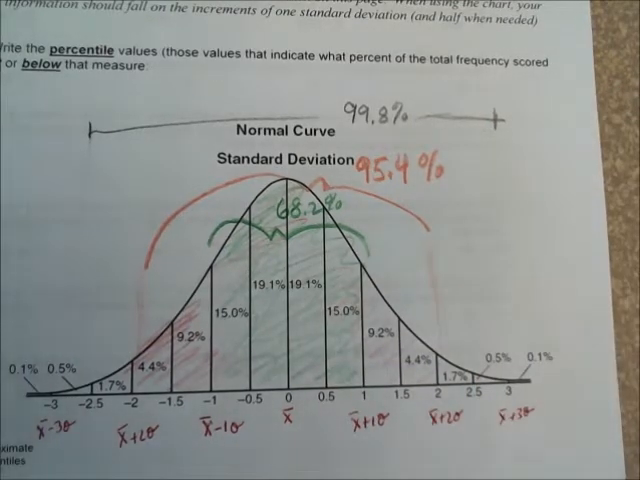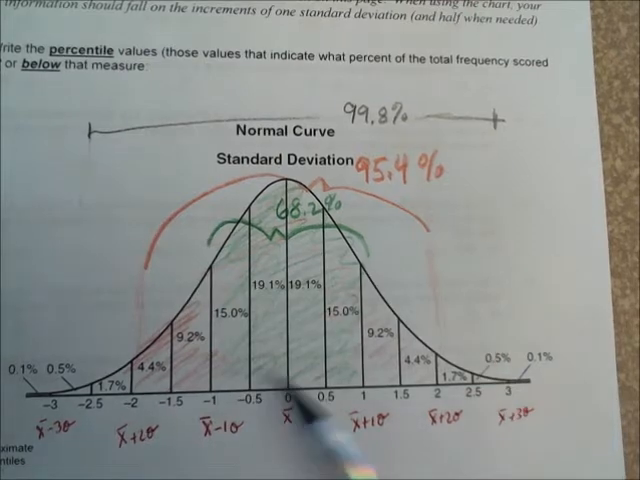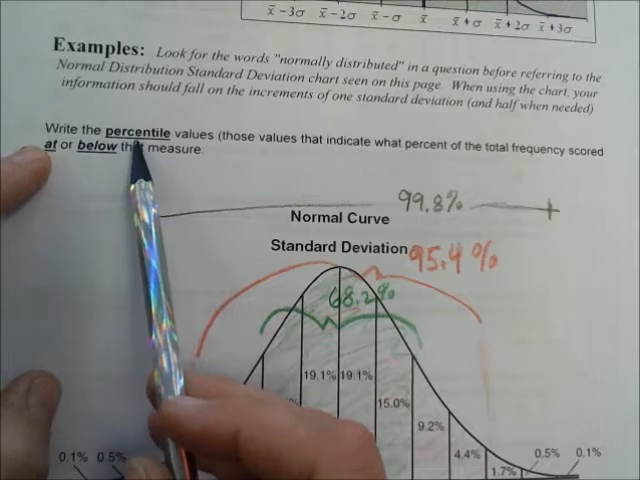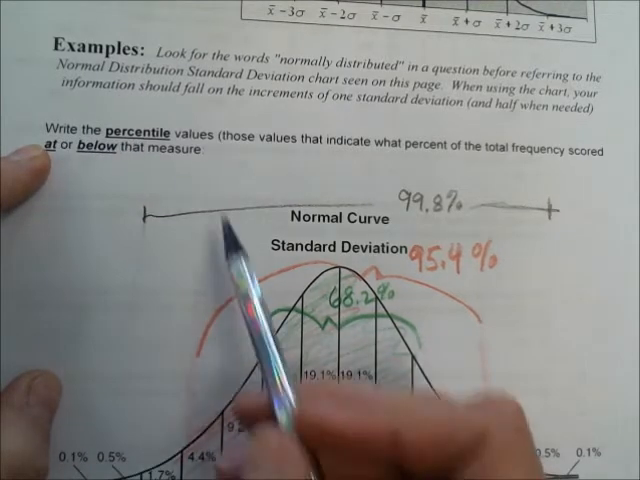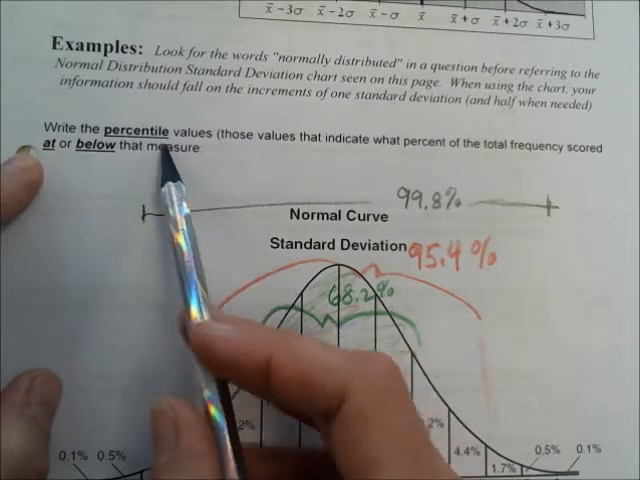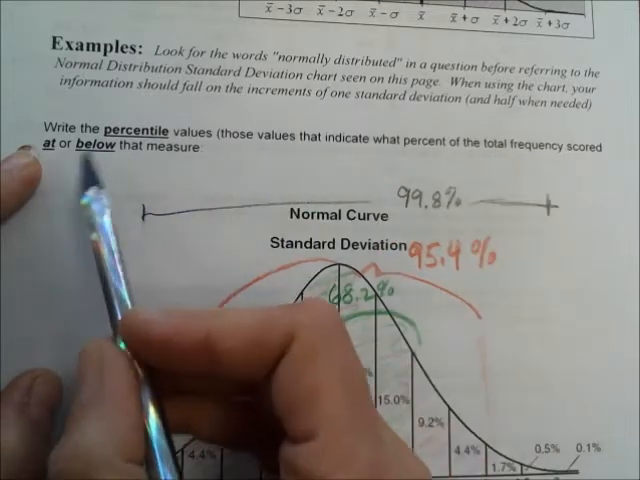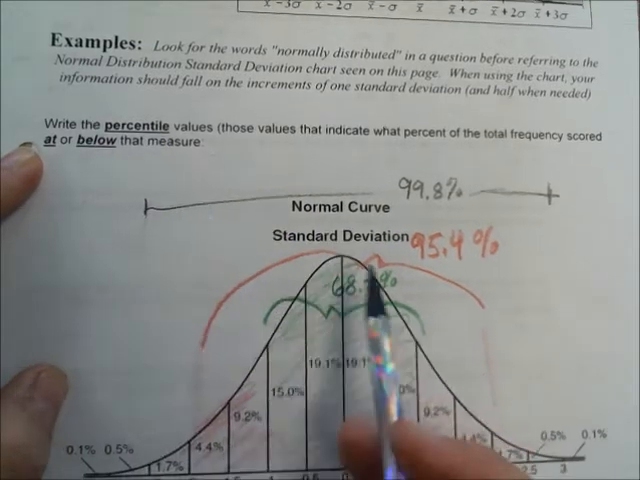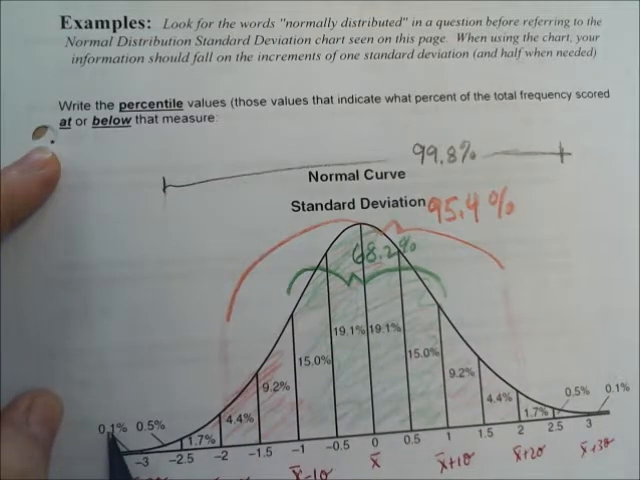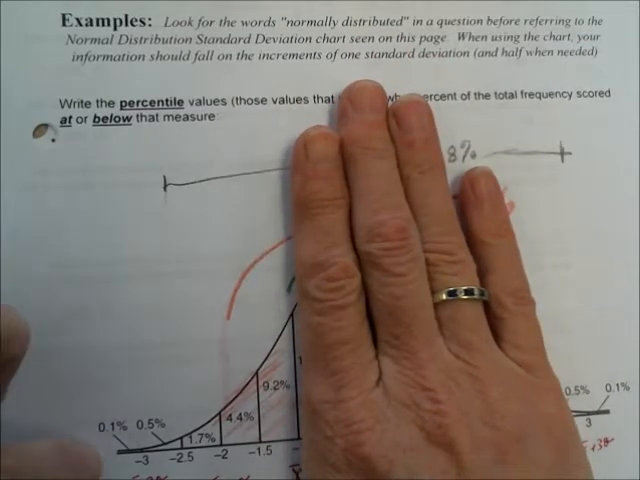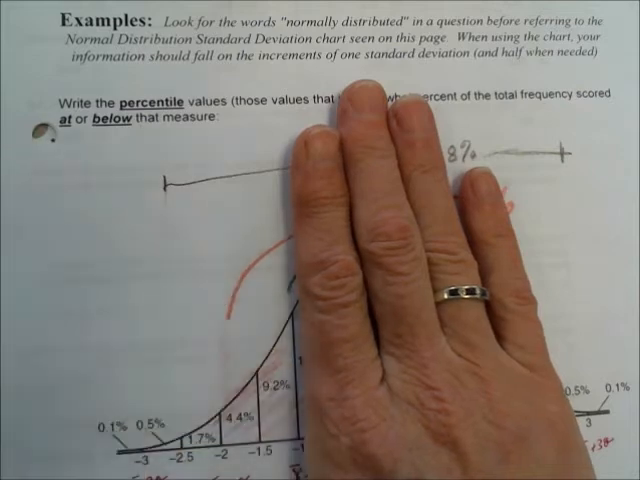within that. So that was today's lesson in class, and what I want to talk about now is what percentile means. If you look up here, it tells you that the percentile value, we're going to write these below the bell curve, but the percentile is the percent of the total frequency scored at or below that measure. In other words, if we start adding up the percentages from the leftmost percentage, which is 0.1%, and if we have a score that is perhaps at 1 standard deviation below the mean, the percentile will be all of these percentages added up until you get to that point.